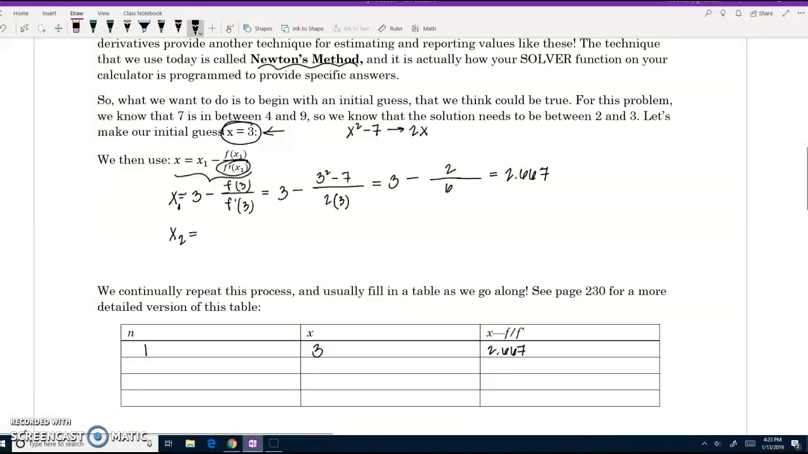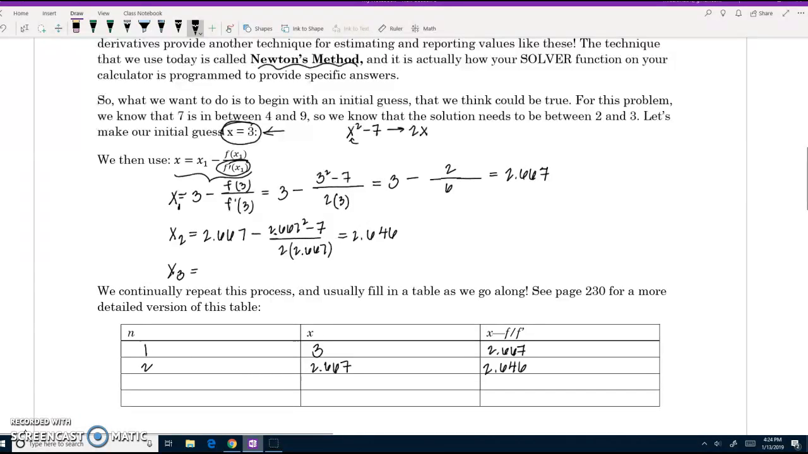So then we can say round 2 is going to be 2.667 minus, now we've got 2.667 squared minus 7. So we're just plugging it in for the x here. And down on the bottom, we've got 2 times 2.667. So we just want to go ahead and plug that whole thing into our calculator. I'm going to do the fractional part first. So 2.667 squared minus 7, and then I divide that by 2 times 2.667. And then I've got 2.667 minus that whole thing. And I get a value of 2.646. So my second round, I took the guess that I got before, 2.667, and I get out 2.646. Then I can do the whole thing over again.